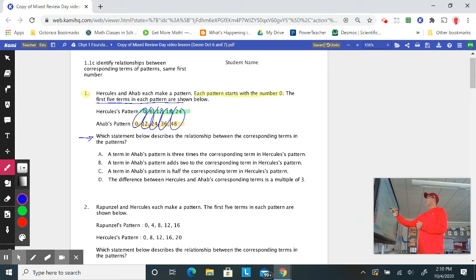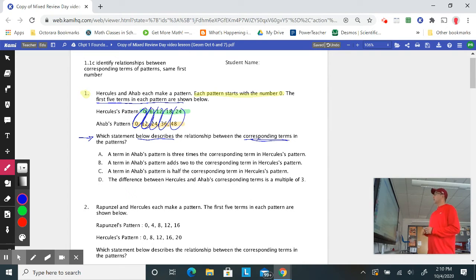Now let's take a look at what this statement is asking us to find, or to describe. Which statement below describes the relationship between the corresponding terms in the patterns? And corresponding terms are the terms that I circle, like the 0 and 0, the first terms, the 6 and the 12 are the second terms, and then the third terms, fourth terms, fifth terms.